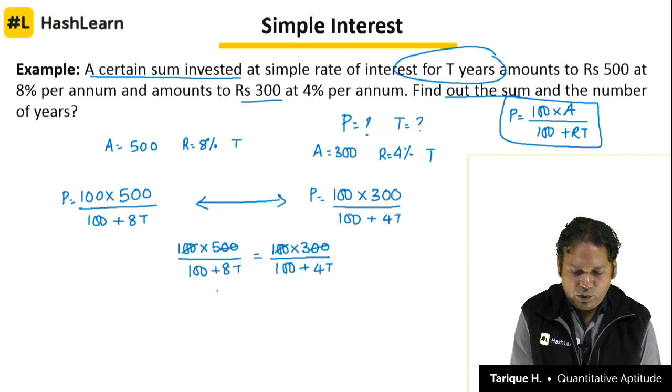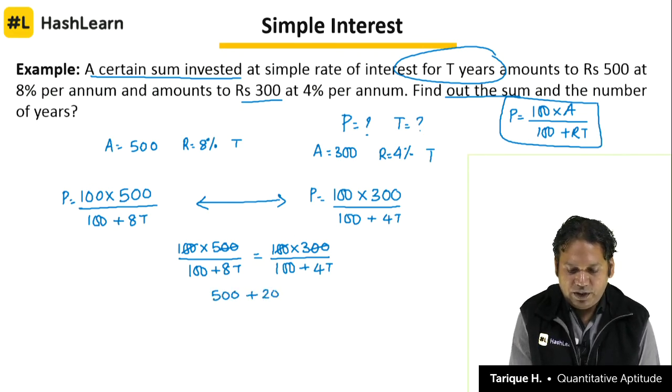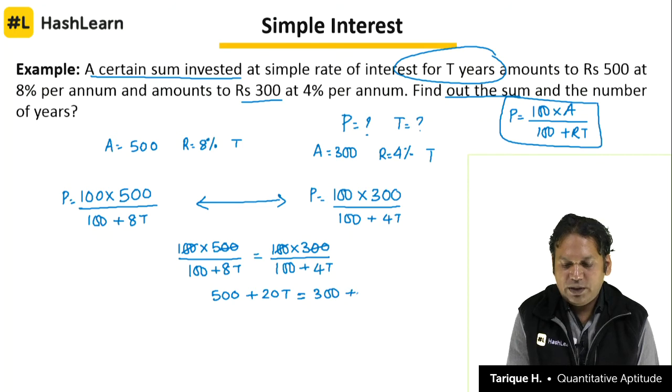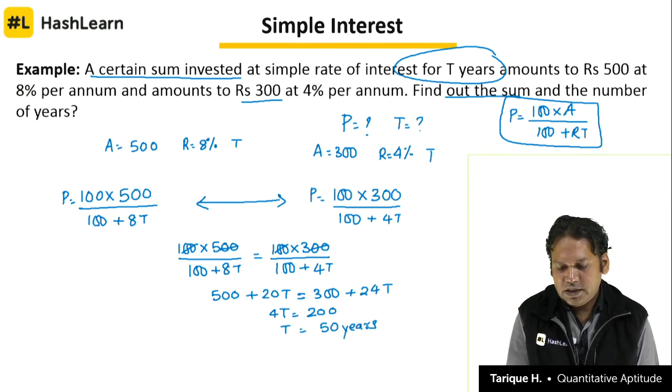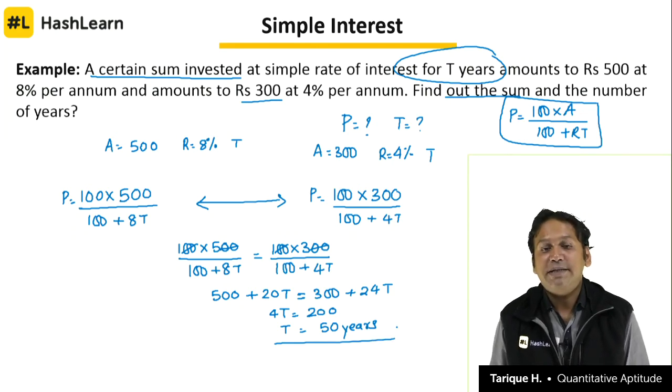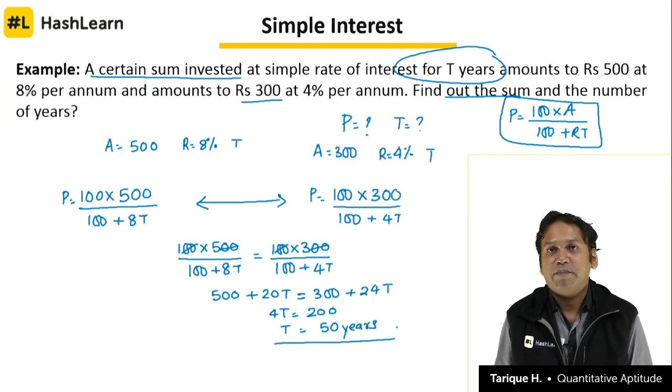Now cross multiply, what do you get here? 500 plus 5 into 4, 20T is equal to 300 plus 24T. So taking T on one side, we get 4T is equal to 200, or T is equal to 50 years. So one part of the question we have solved here. What is the time? Time is equal to 50 years.